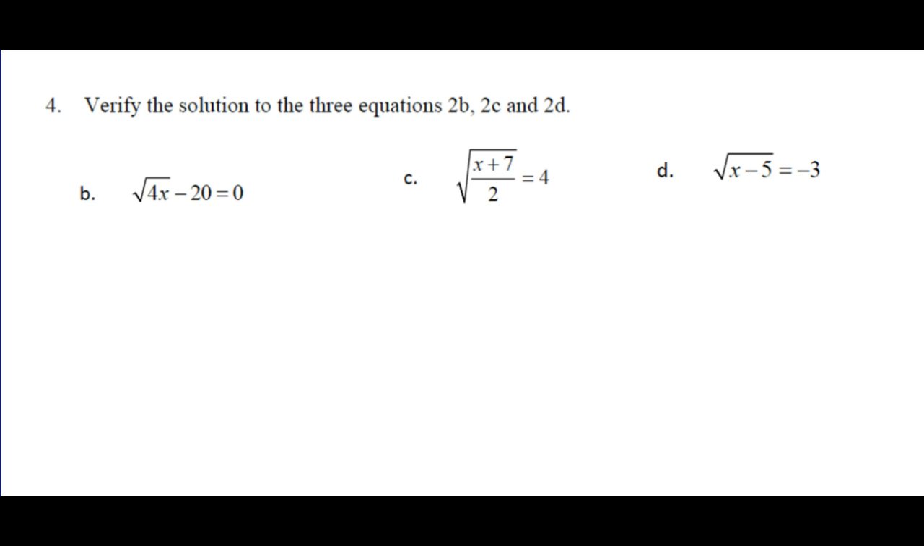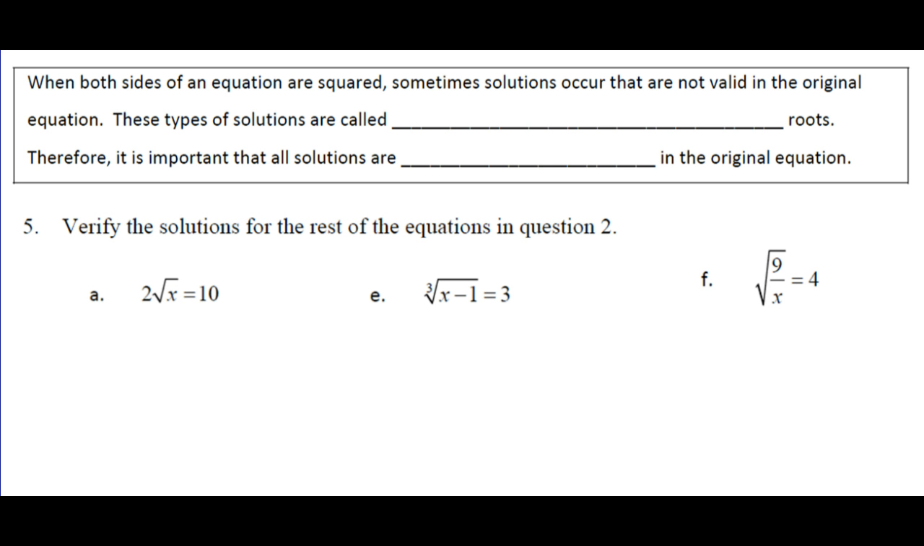Okay, verify the solution to 3 equations. We already did that, right? Okay, and we did these, right? Yes. I think those should say 3b, c, and d, not 4b, c, and d. Okay, been there, done that. When both sides of an equation are squared, sometimes solutions occur that are not valid in the original equation. These types of solutions are called extraneous roots. Therefore, it's important that all solutions are verified in the original equation.